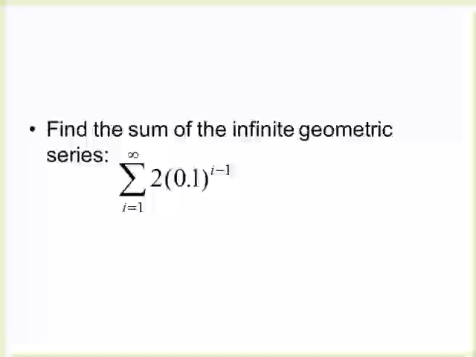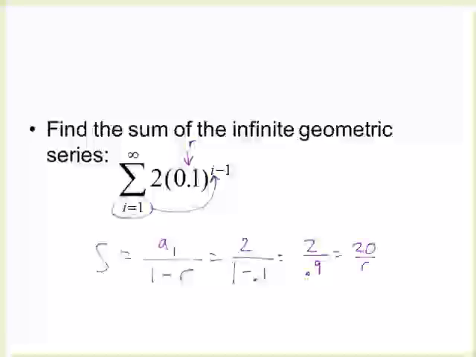So first thing we need to do is determine if this has a sum by finding the ratio. What is the ratio? 0.1. So does it have a sum? Yes, because that is between -1 and 1. So sum is equal to a sub 1 over 1 minus r. How do I find a sub 1? It's 2. I find that by plugging in 1 minus, we said the ratio is 0.1. 1 minus 0.1 is 0.9. And this gives 20 over 9 as a fraction, or 2.2 repeating.